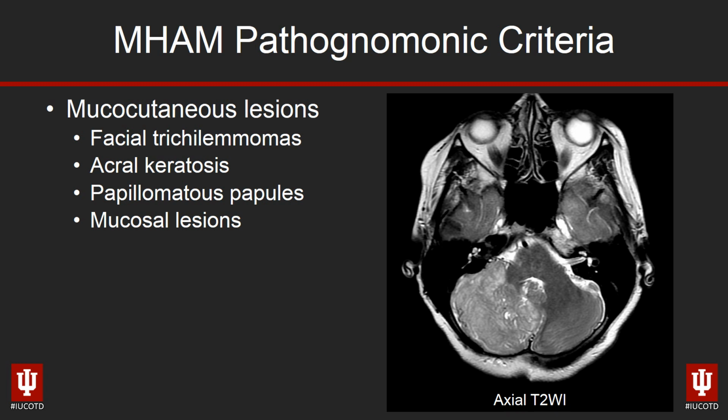So what are the pathognomonic criteria that get us to the diagnosis of MHAM? Well, the big things are things that, as radiologists, we don't see unless you're just a very astute mammographer or interventional radiologist that's working very closely with these patients. You probably wouldn't pick up on these things, and those include things like facial trichilemmomas, acral keratosis, papillomatous papules, and mucosal lesions. Odds are that's not something that's going to hit our radar.